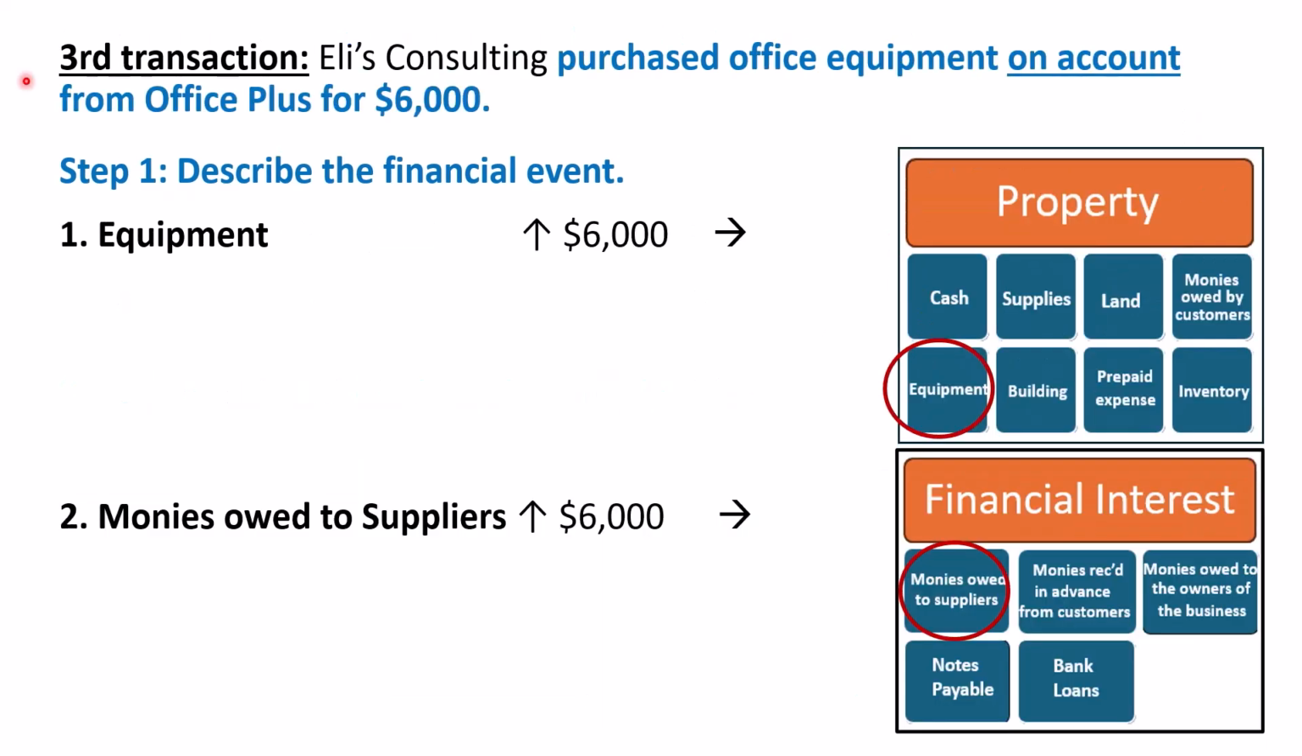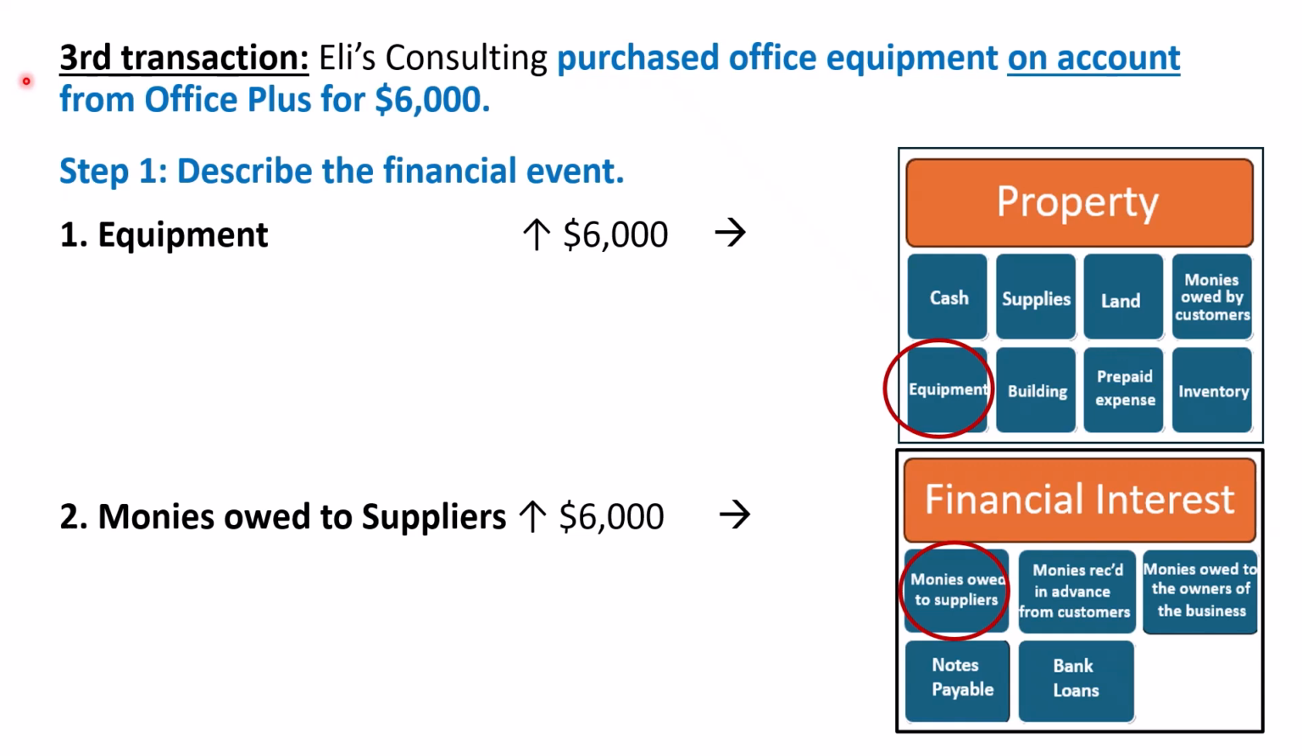Next, Eli's Consulting purchased office equipment on account from Office Plus for $6,000. Buying on account or buying on credit means that you don't pay the full amount right now. It means that you promise to pay the amount at a specific date in the future. As accountants, it's important that we keep track of the amounts owed. So let's analyze the transaction so that we can enter it into the accounting equation.